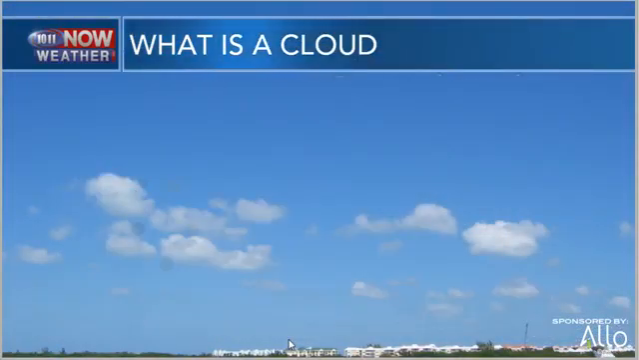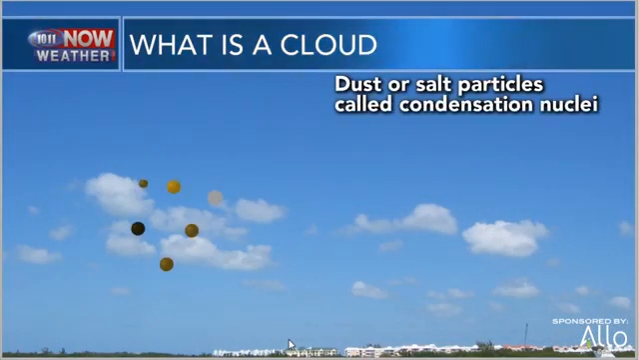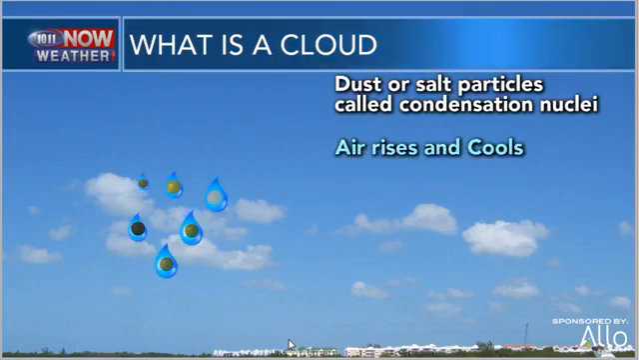So what is a cloud? Well, there is actually some dirt in it. There's dust and salt particles in the air, and they're called the condensation nuclei. We'll talk more about that. Now, keep in mind that the dirt particles are very, very small. You can't even see them with your eye. I'm just blowing them up for you to see, but again, these are usually microscopic.